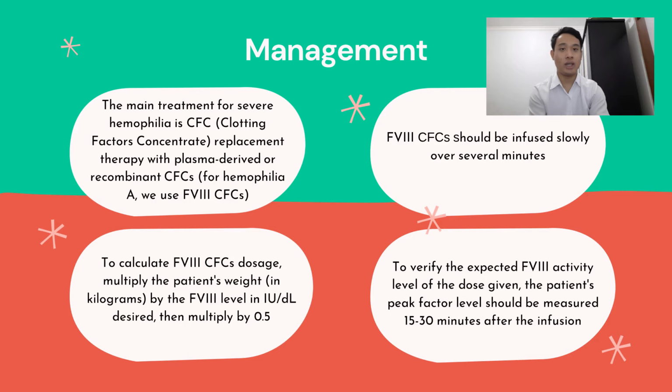The main treatment for hemophilia is by CFC, or clotting factor concentrate replacement. For hemophilia A, we use factor 8 replacement. To calculate the dosage, multiply patient weight in kilograms by the factor 8 level in international units desired, then multiply by 0.5. Factor 8 CFC should be infused slowly over several minutes. To verify the expected factor 8 activity level of the dose given, the patient's peak factor level should be measured 15 to 30 minutes after infusion.